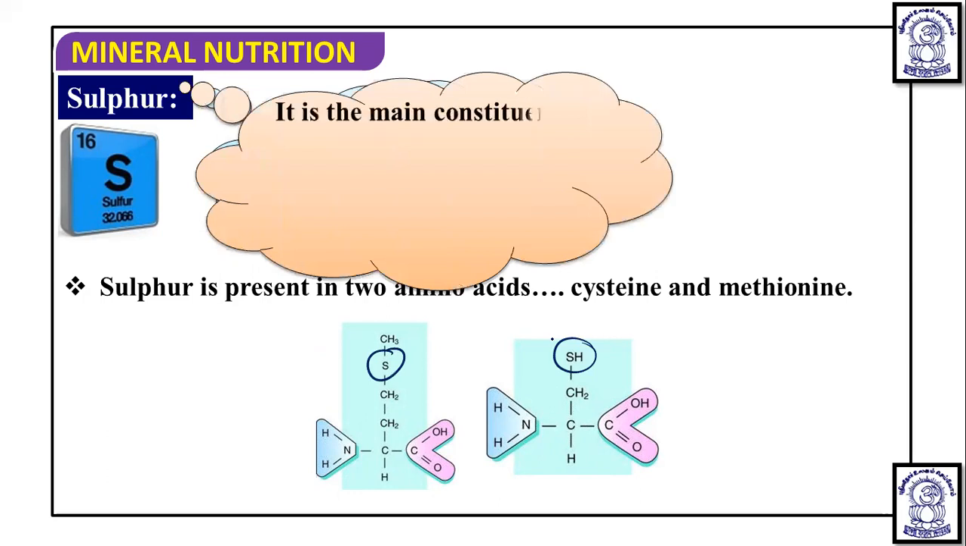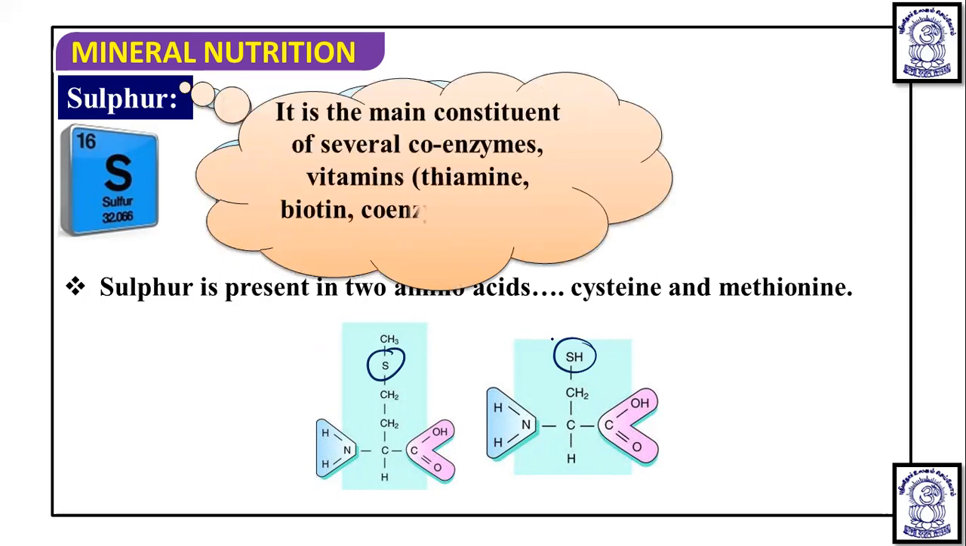Now it is the main constituent of several coenzymes and vitamins: thiamine, biotin, and coenzyme A. This you should remember: thiamine, biotin, and coenzyme A. Along with that, ferredoxin also has sulfur. It is also a constituent of lipoic acid, and a component of allyl oils of onion, garlic, and crucifers.